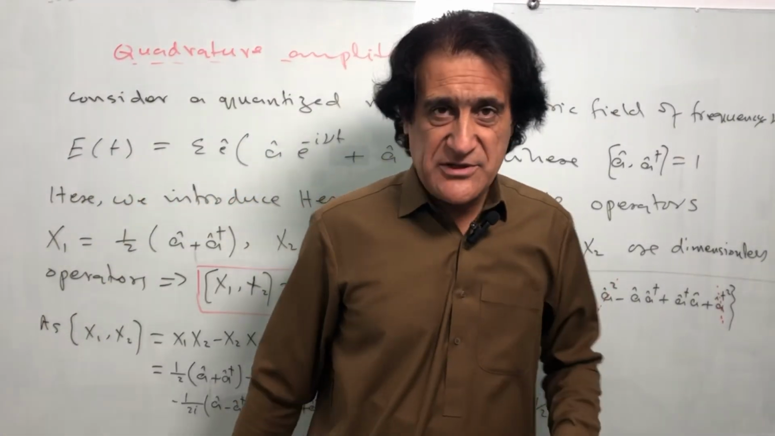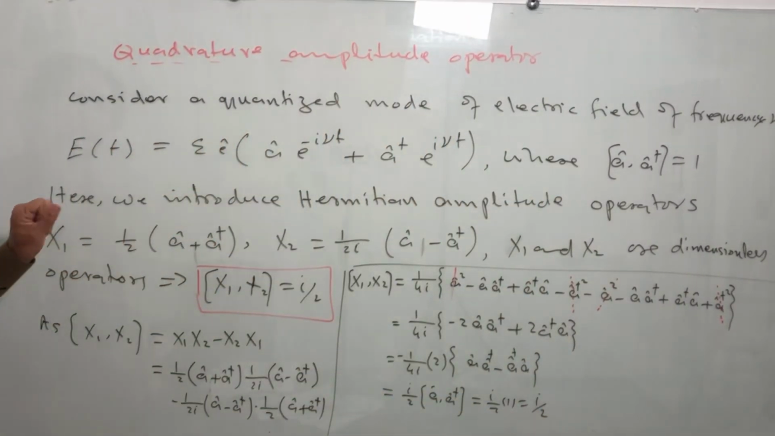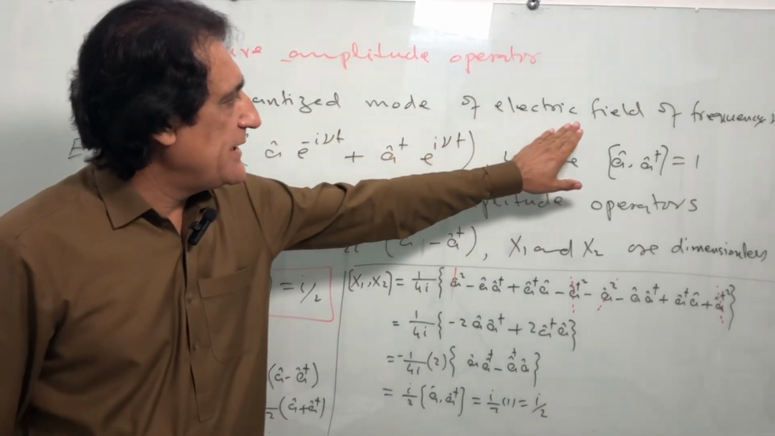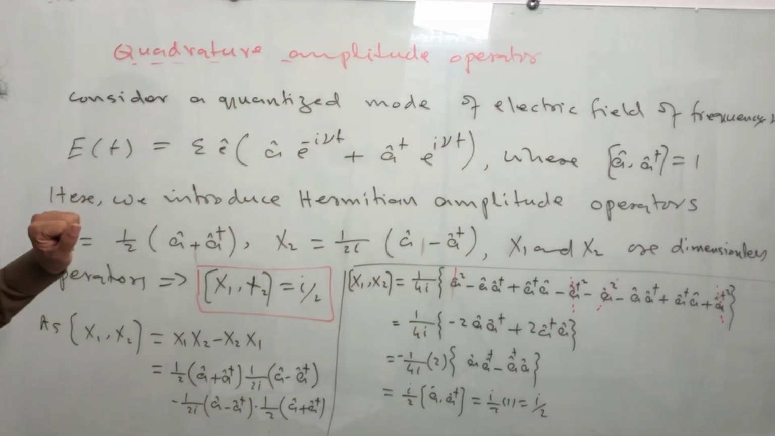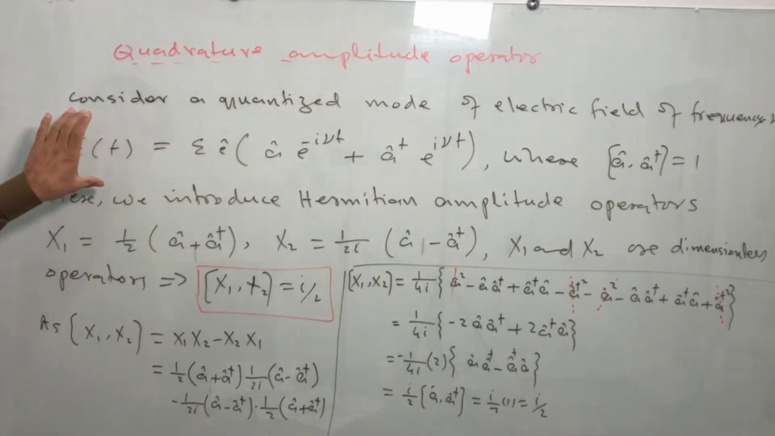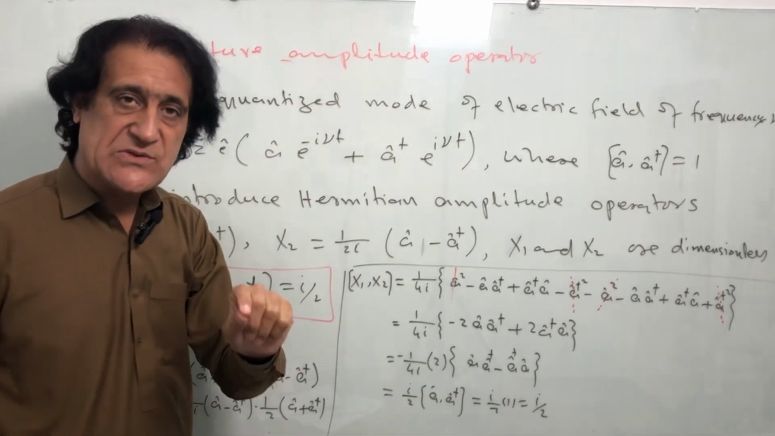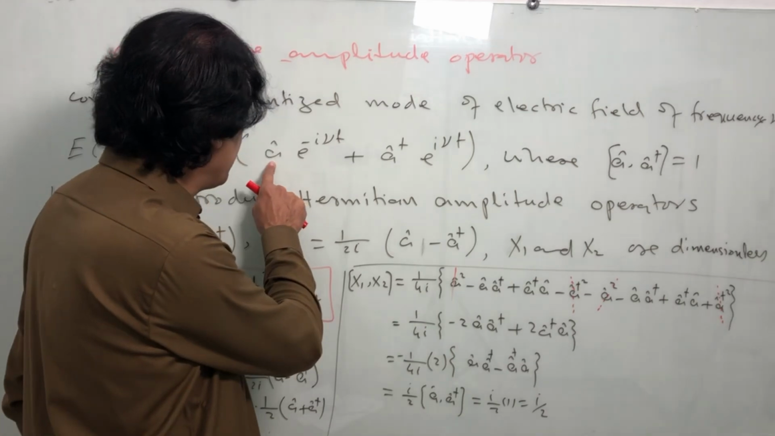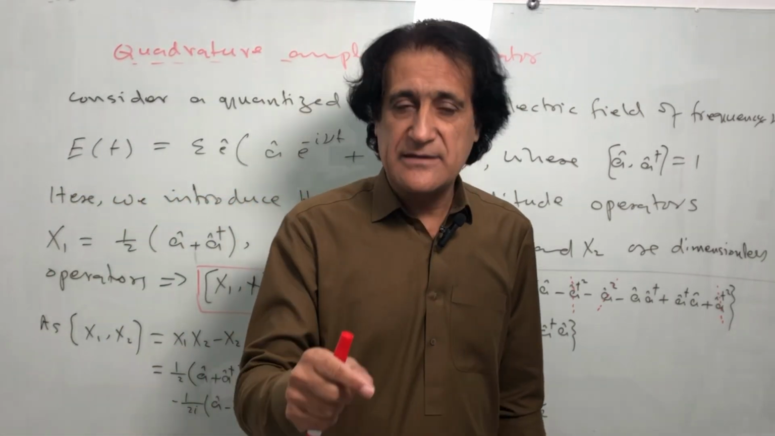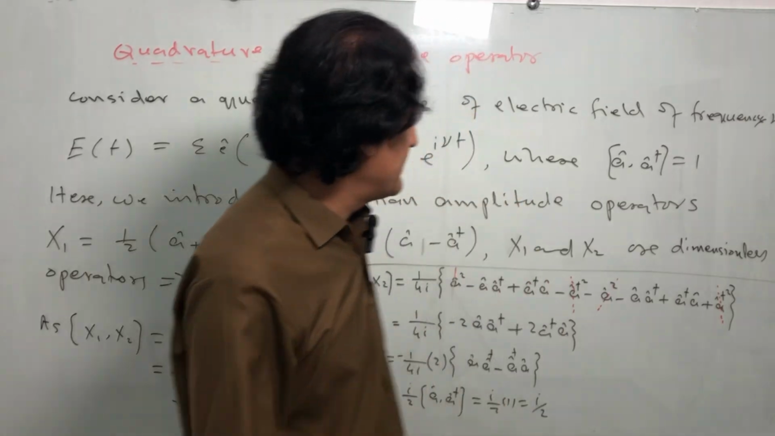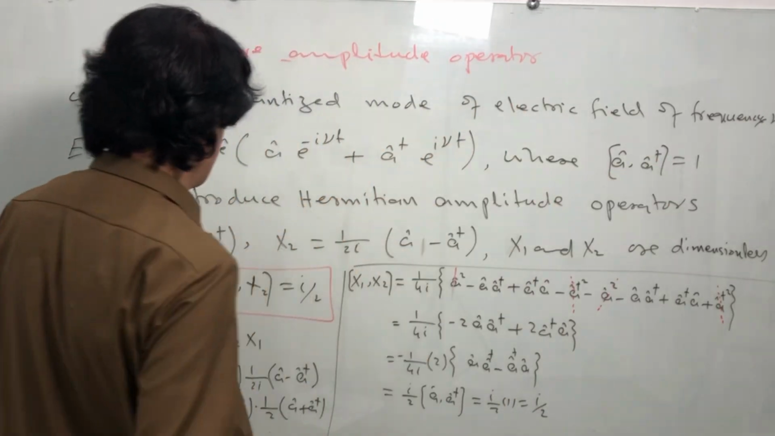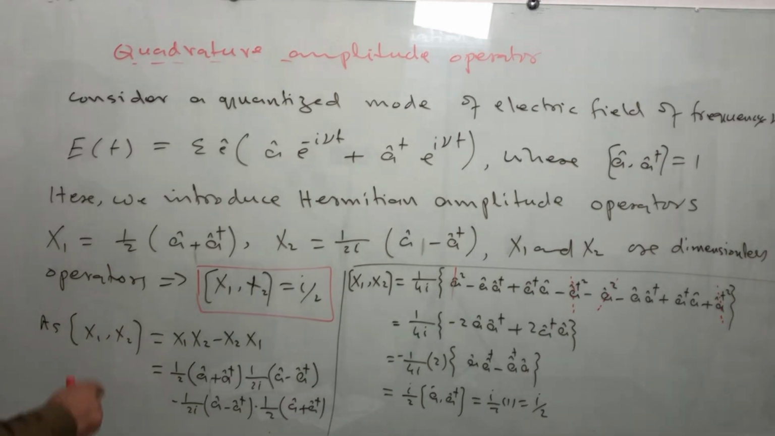The quadrature amplitude. Let's consider a quantized mode of electric field of frequency nu. We have the electric field like this because this is a quantized field, because we have a and a dagger. So it means that our field is quantized, where the commutator of a and a dagger is equal to 1, we know about this.